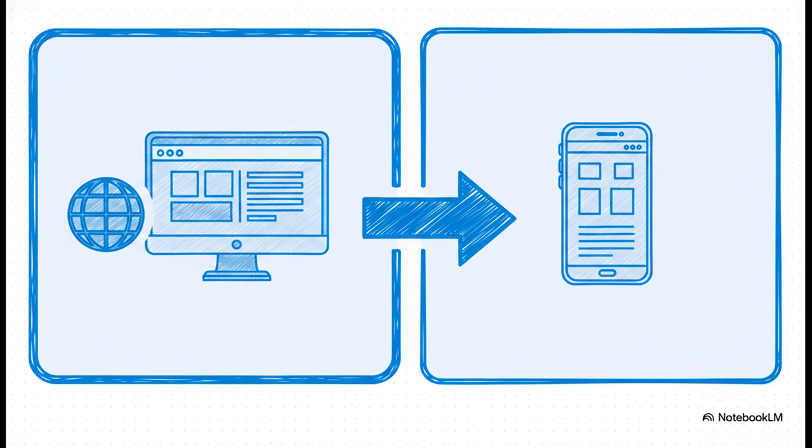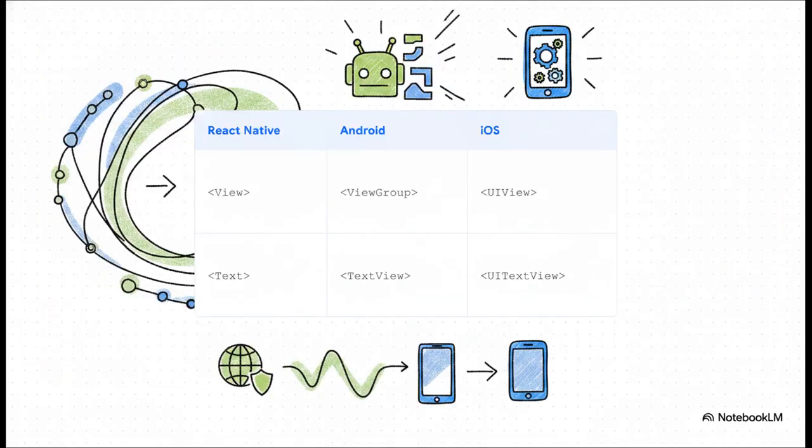Your trusty div becomes a View, which is essentially just a non-scrolling container that natively supports flexbox layout. Your p tag simply becomes a Text component. It's a really direct conceptual translation, but under the hood, something so much more powerful is actually happening. And this brilliantly illustrates why React Native is such a game changer.